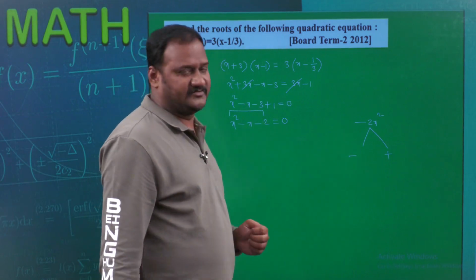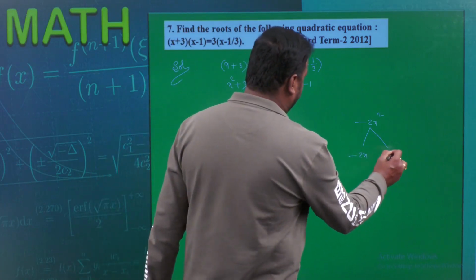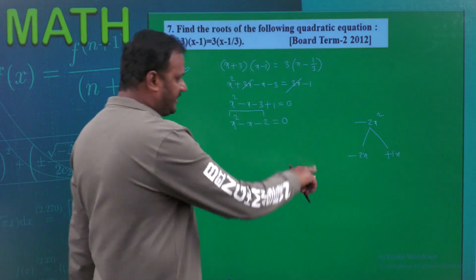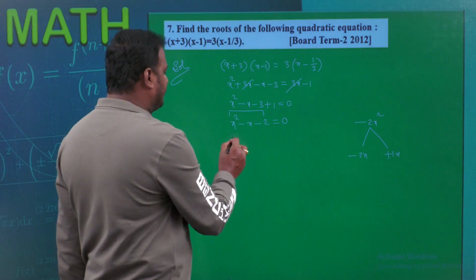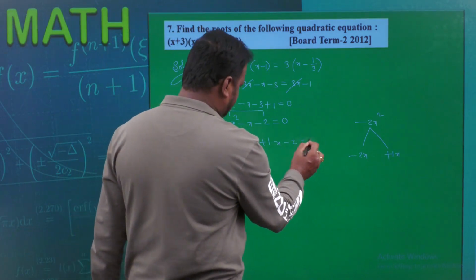And what are the factors of 2? There are only two factors, 2 ones are 2. So this is minus 2x and this is plus 1x. When you add both of them, you get minus x. So x square minus 2x plus 1x minus 2 is equal to 0.